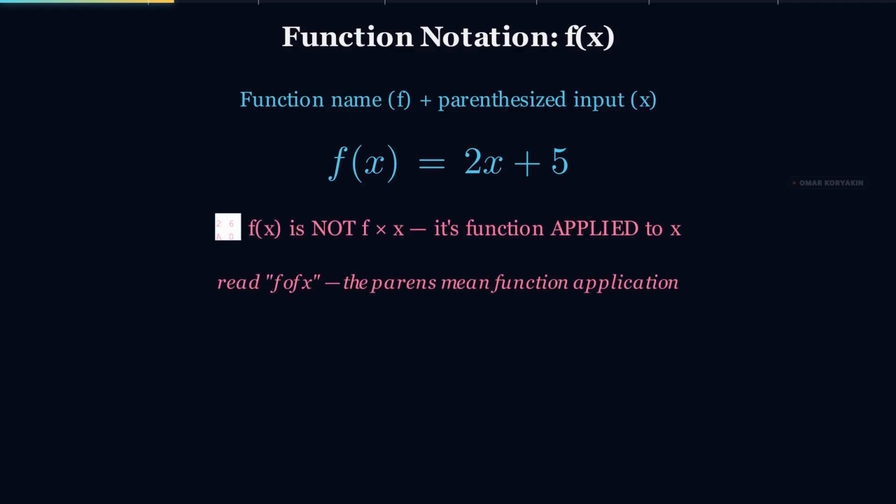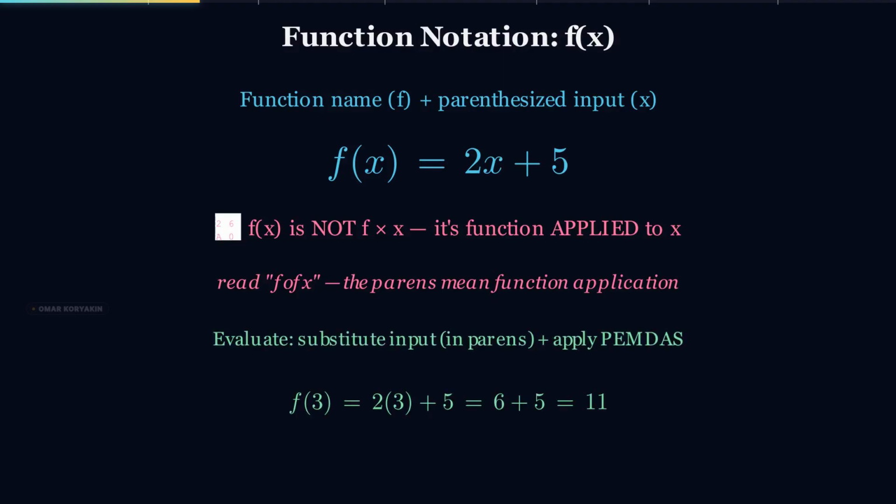Here is the warning that comes with the notation. The expression f of x looks like multiplication of f times x, but it is not. The parentheses indicate function application, not multiplication. f and x are not separate factors; rather, f is the name of a rule and x is the input passed into that rule. Reading f of x as f times x is the single most common beginner error and produces meaningless arithmetic when you try to manipulate the expression.